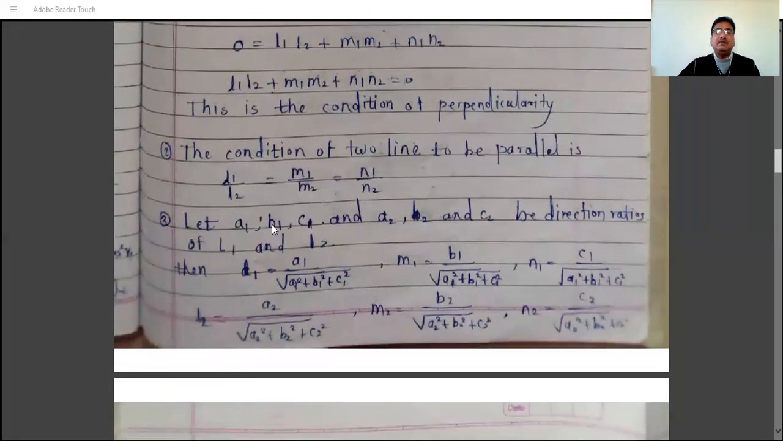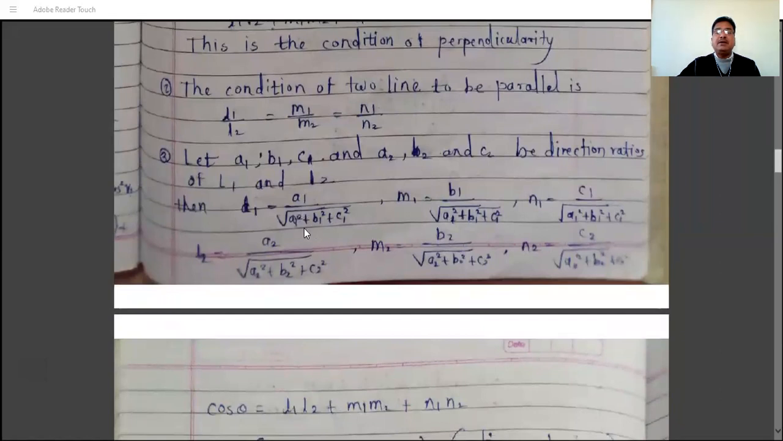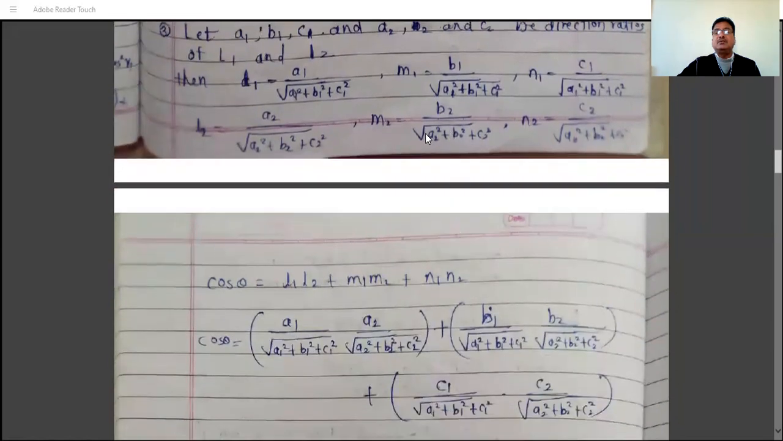The third note is, let a1, b1, c1 and a2, b2, c2 be direction ratios of the lines L1 and L2. Then what is l1? l1 is a1 divided by root a1 square plus b1 square plus c1 square. m1 is b1 divided by root a1 square plus b1 square plus c1 square. And n1 is c1 divided by root a1 square plus b1 square plus c1 square. Similarly, that is the relation between direction cosines and direction ratios, l2 is a2 divided by root a2 square plus b2 square plus c2 square, m2 is b2 divided by the same root, and n2 is c2 divided by root a2 square plus b2 square plus c2 square.